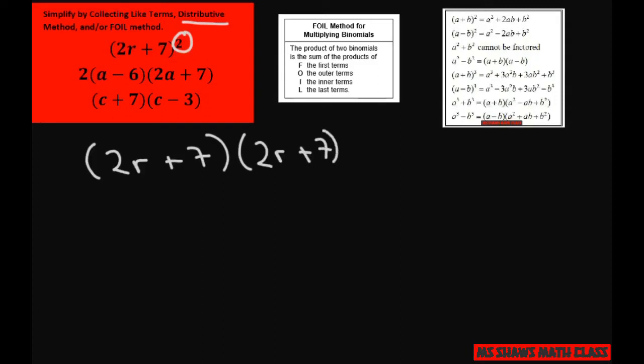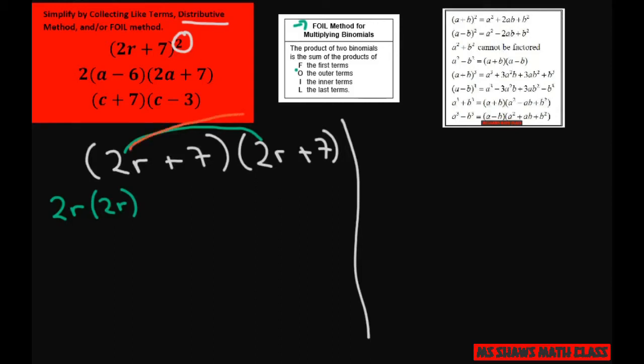Those are the same. So using our distributive method, or our FOIL method, we're going to do the first two terms. So that's 2r times 2r. Now we're going to use the outer terms. The outer terms are the first and the last, the ones at the very end. So that's going to be plus 2r times 7.